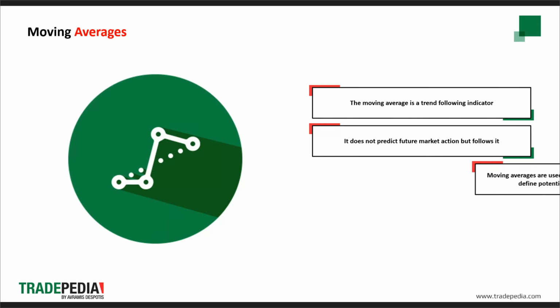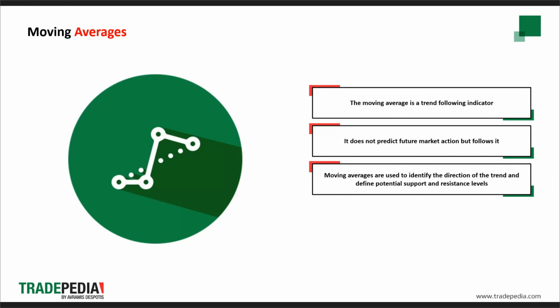Moving averages are used to identify the direction of the trend, whether it's a bullish trend, a bearish trend, or there's no trend at all, the market's just ranging, chopping around, not really doing much. So it helps you to identify the direction of the trend.